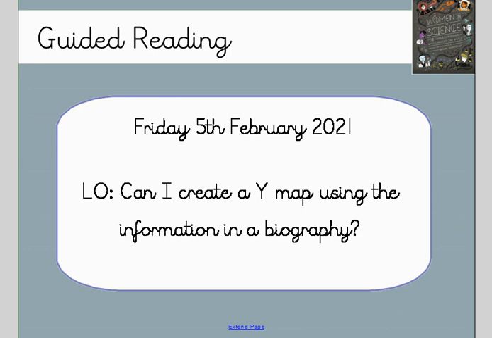So, we're going to have a look at guided reading today, and we're going to spend a bit more time looking at Joan Beauchamp Proctor. We are going to use one of the skills that we learned earlier in this learning journey, which is a Y map, and you're going to create a Y map from the information that we're given in the biography from our book, Women in Science.